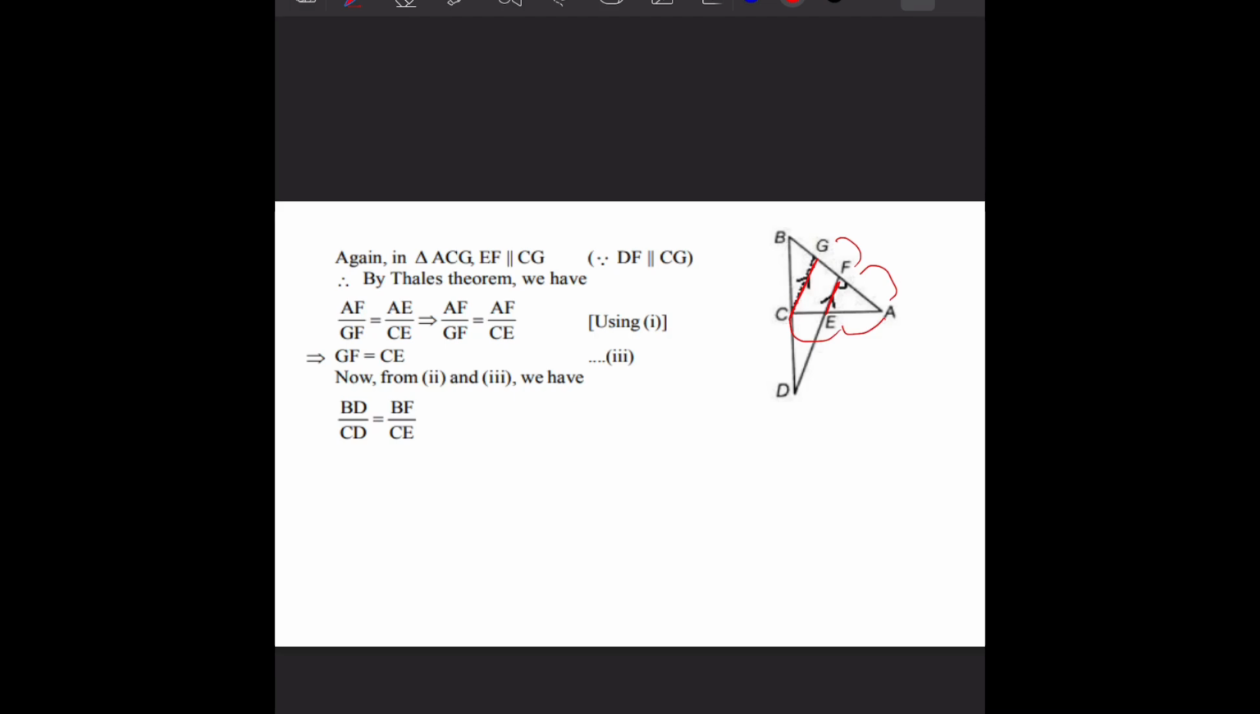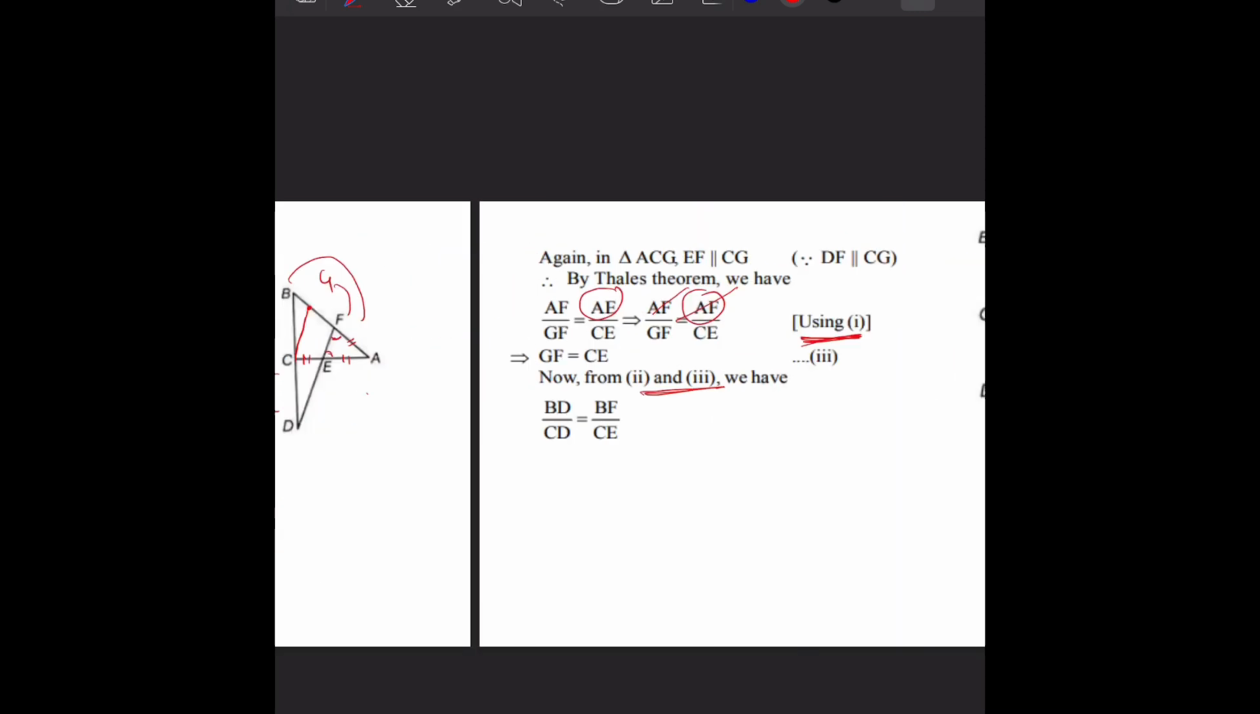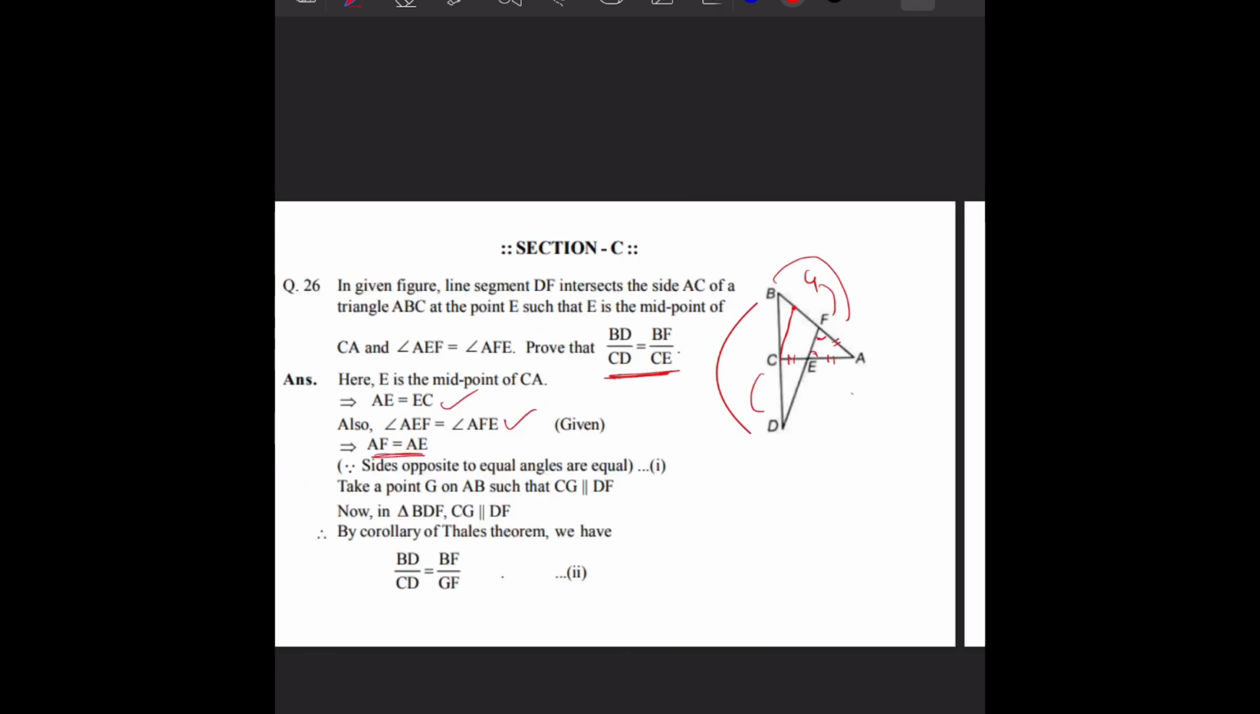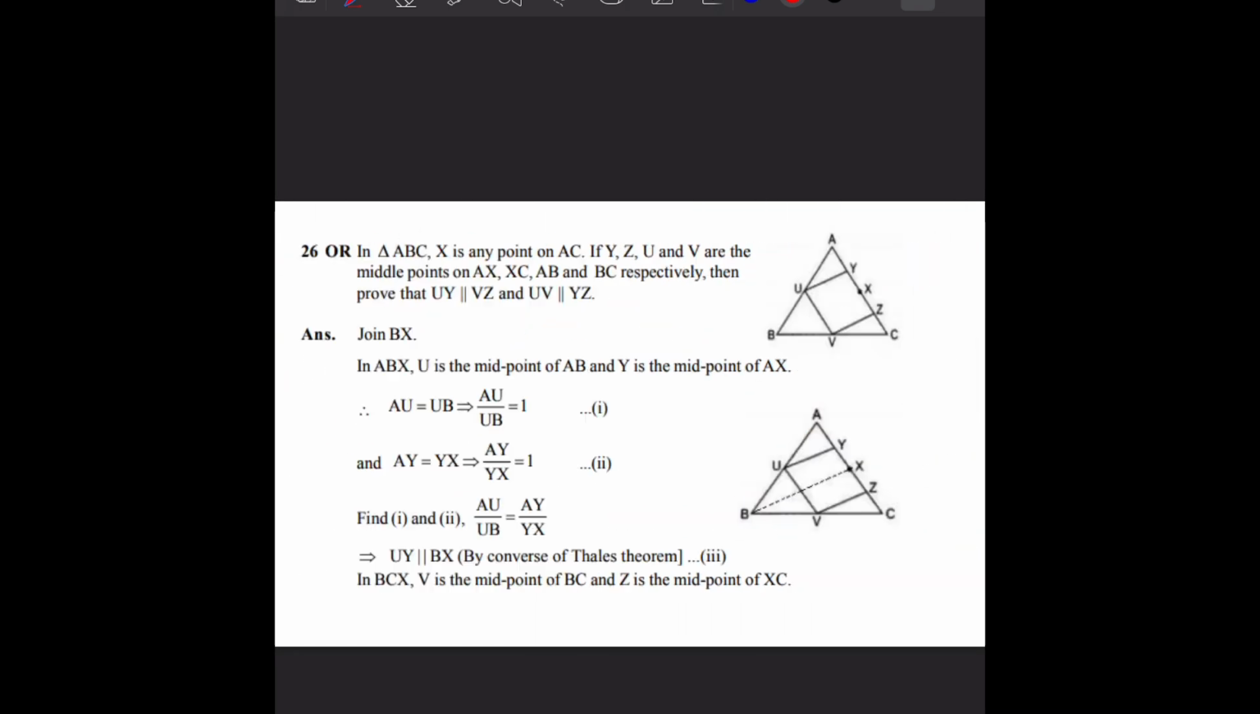AE upon EC. Can I write AF in place of AE? Yes, you are given this data in equation 1. So AF equals to AF will come, it will cancel in the numerator, therefore GF equals to CE. Therefore from 2 and 3, BD upon CD is equal to BF upon CE. Was this what we had to prove? Yes. Moving on to the next question, question number 26.